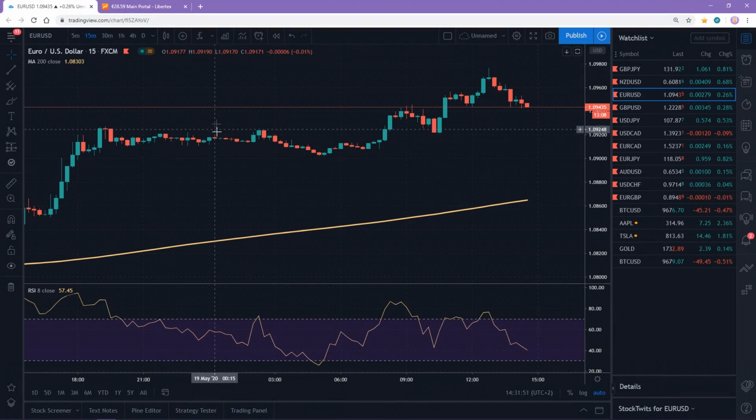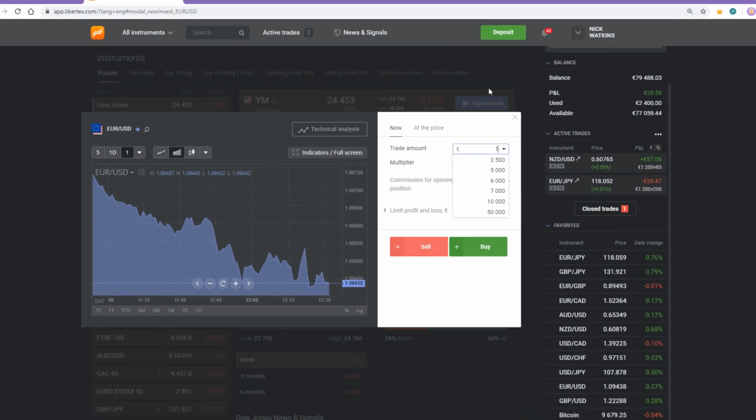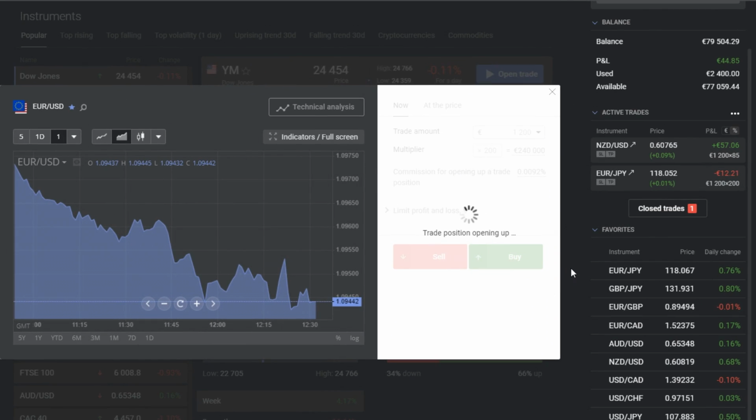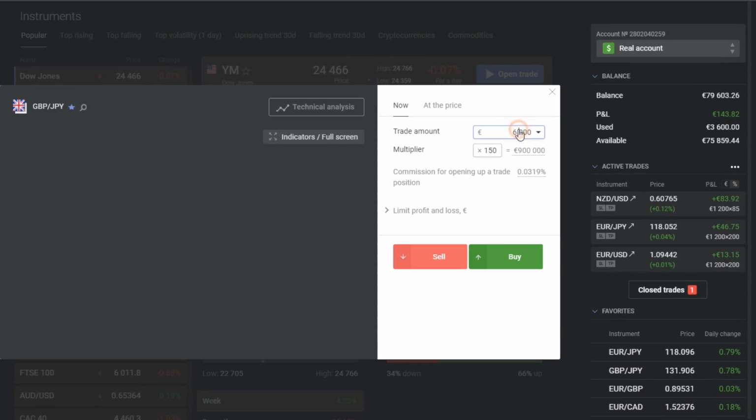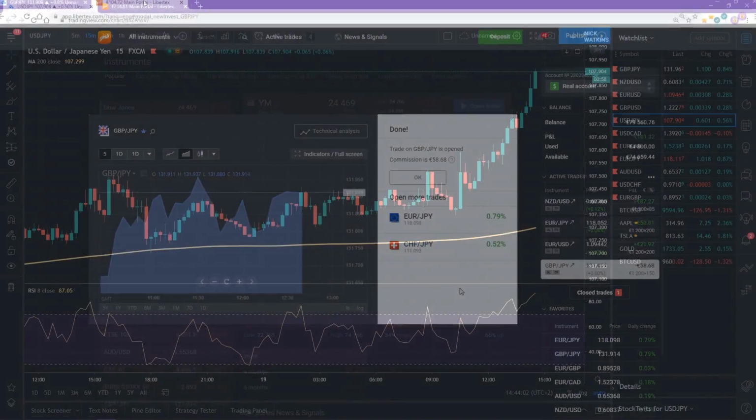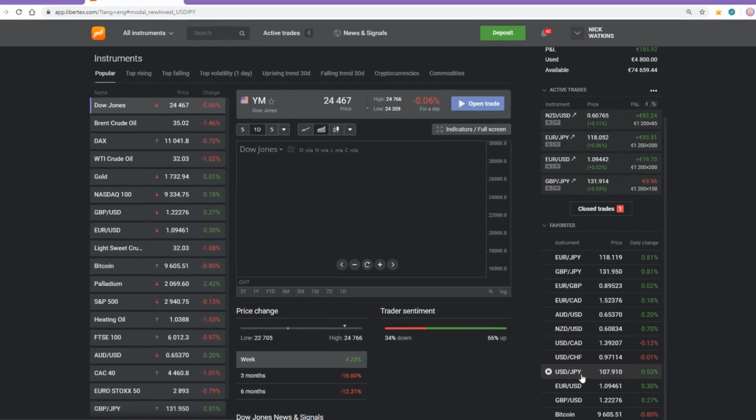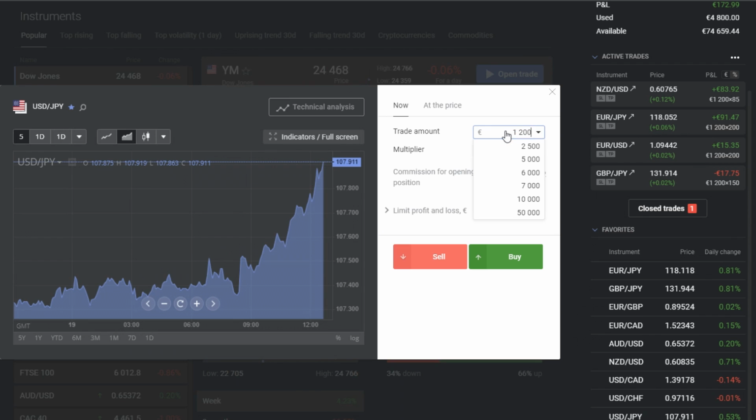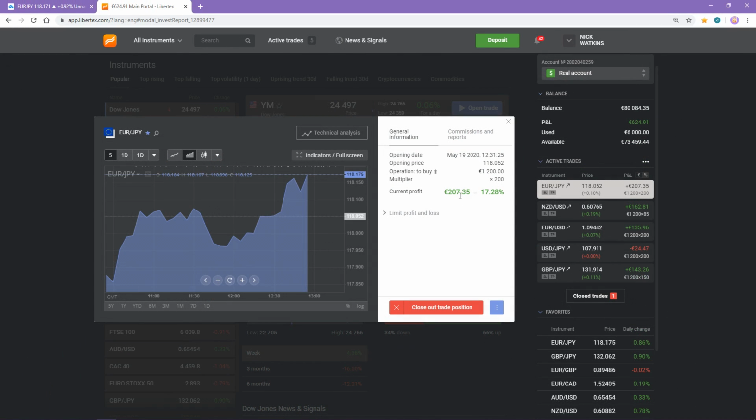The third trade, Euro-US dollar. The situation is quite similar to the previous trades, but the pullback is more substantial. The next trade, Pound-Yen. I used the same approach. The trade number 5, US dollar-Yen. There was no pullback at that moment, but the uptrend was so strong that I wanted to follow it without a correction. In several minutes, I started to close my trades.